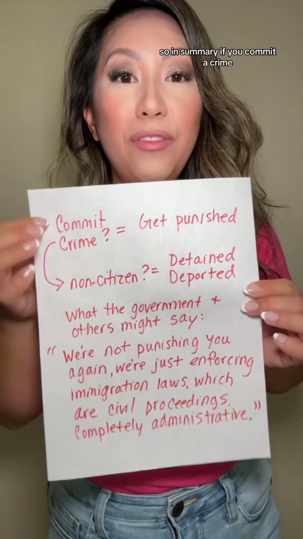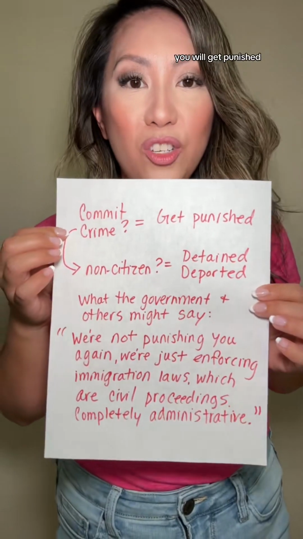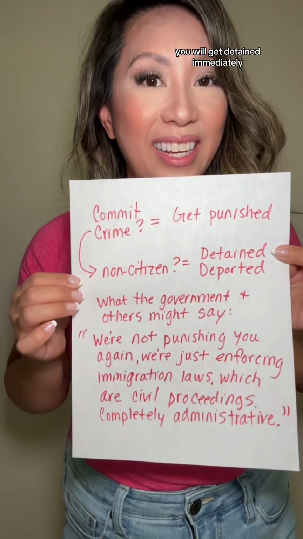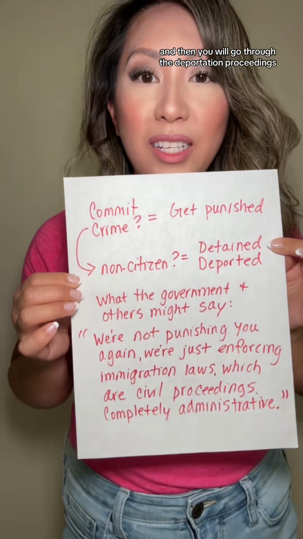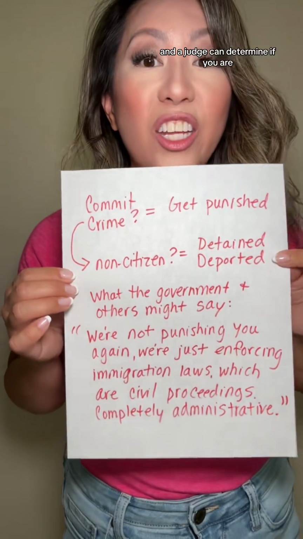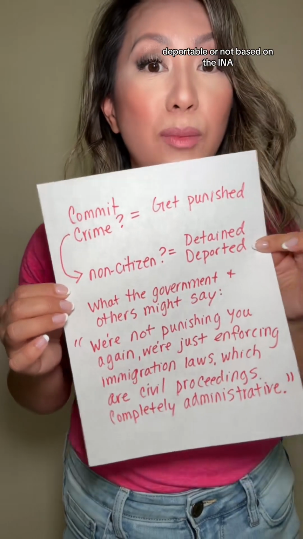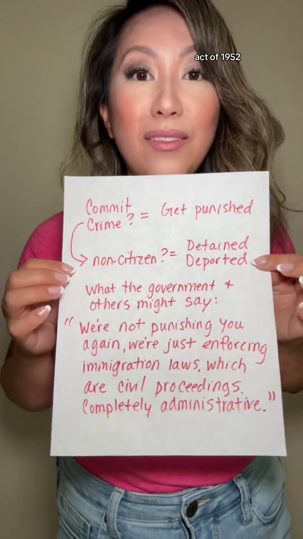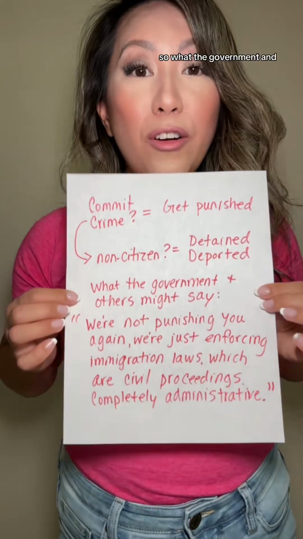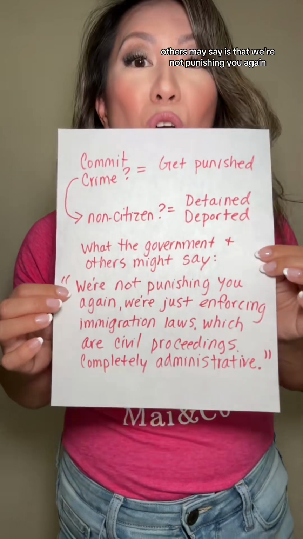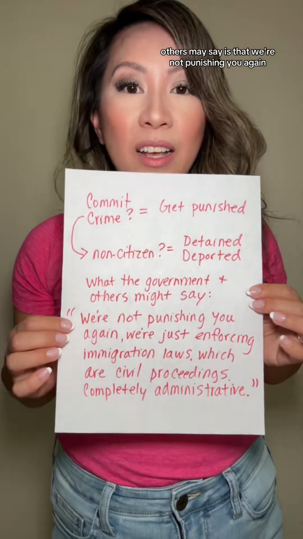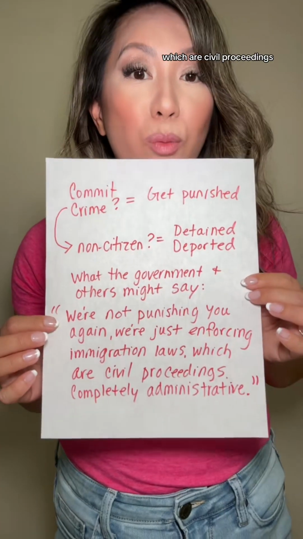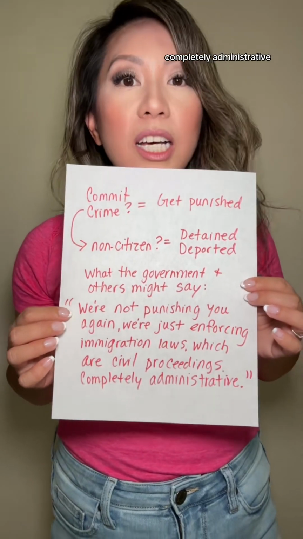So, in summary, if you commit a crime, you will get punished. If you're a non-citizen, you will get detained immediately, and then you will go through the deportation proceedings, and a judge can determine if you are deportable or not, based on the INA Act of 1952. So, what the government and others may say is that we're not punishing you again, we're just enforcing immigration laws, which are civil proceedings, completely administrative.